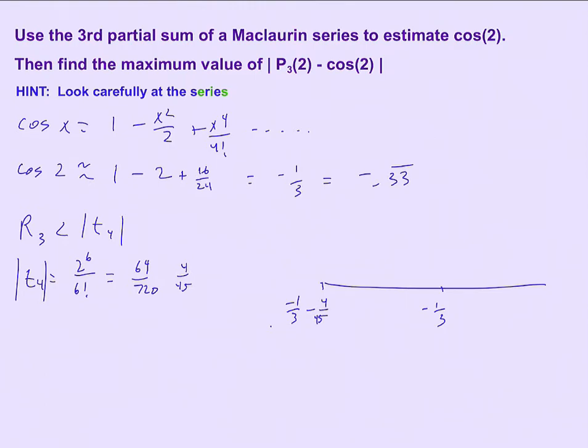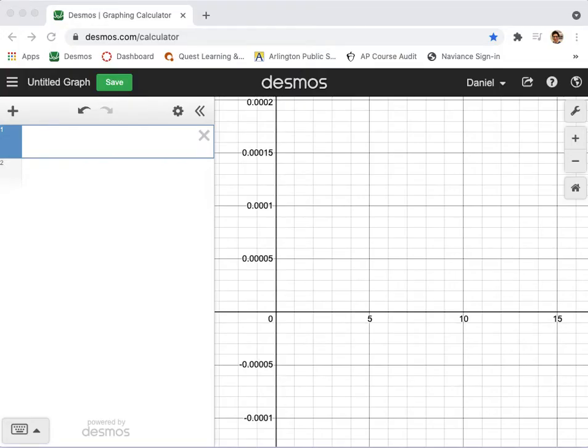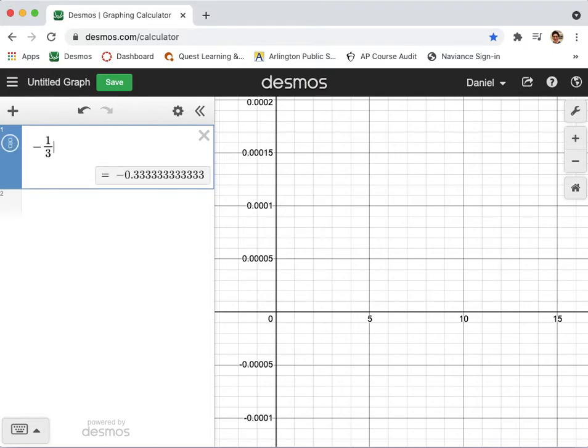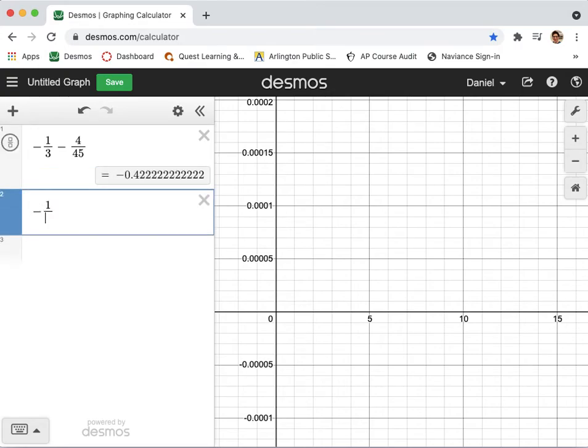So the lowest that the cosine of 2 actually could be is negative 1/3 minus 4 over 45. And the biggest it could be is negative 1/3 plus 4 over 45. So our maximum error is 4 out of 45. If we take a look at what these decimals are, negative 1/3 minus 4 out of 45, and negative 1/3 plus 4 out of 45.